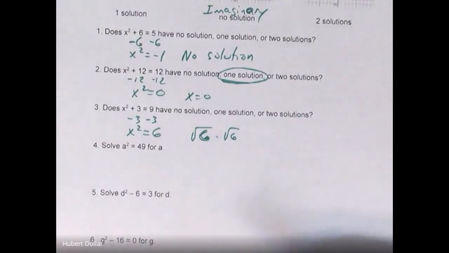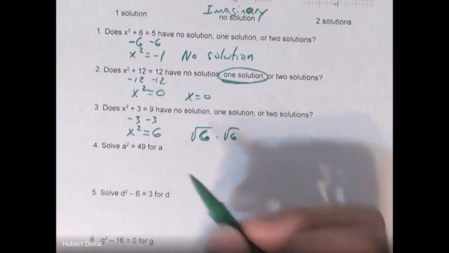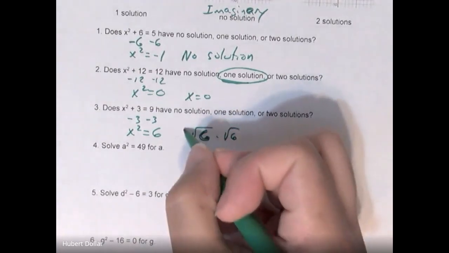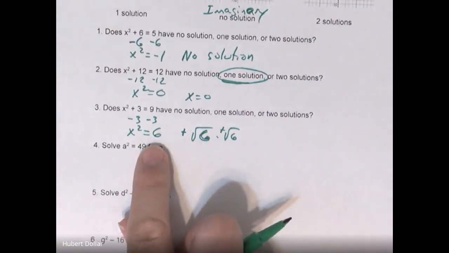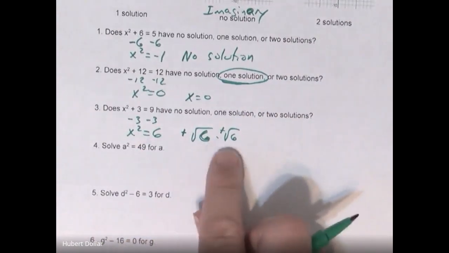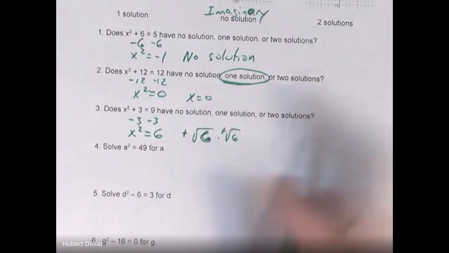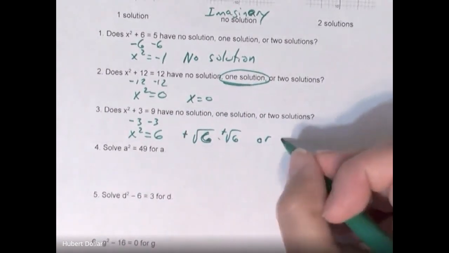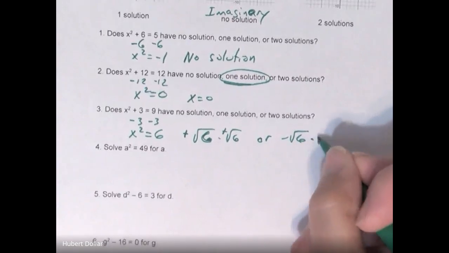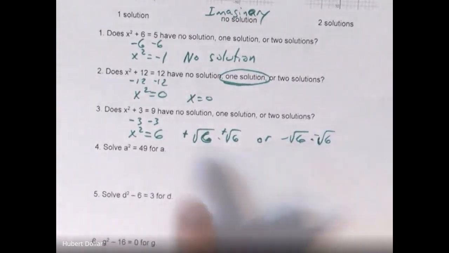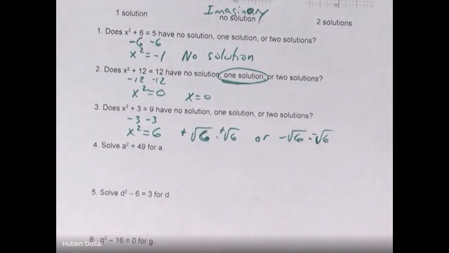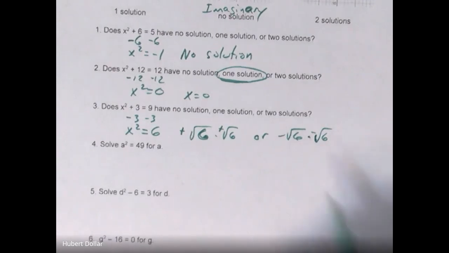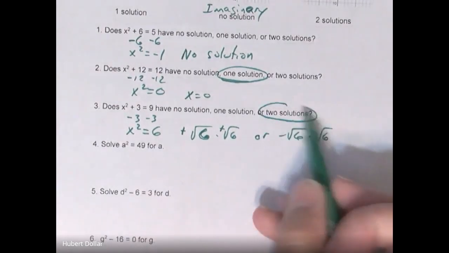And so, because of the way the multiplication works, the positive square root of 6 times the positive square root of 6 would equal 6, or a negative square root of 6 times a negative square root of 6 would equal a positive 6, because negative times negative would be positive, and the square root of 6 times the square root of 6 is the square root of 36, which is 6. And so in this case, we have 2 solutions.